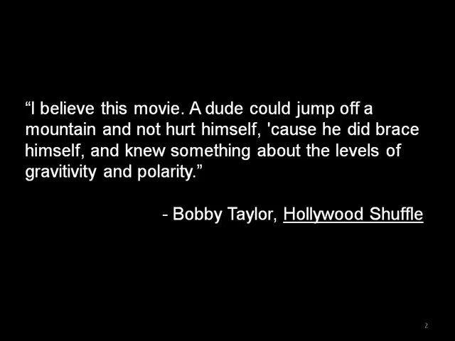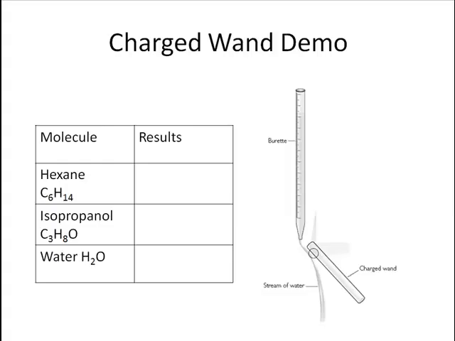So our quote of the day is from Bobby Taylor. A dude could jump off a mountain and not hurt himself because he did brace himself and knew something about the levels of gravity and polarity. Now, hopefully by the end of today you won't speak like Bobby Taylor. And you will know some things about polarity.